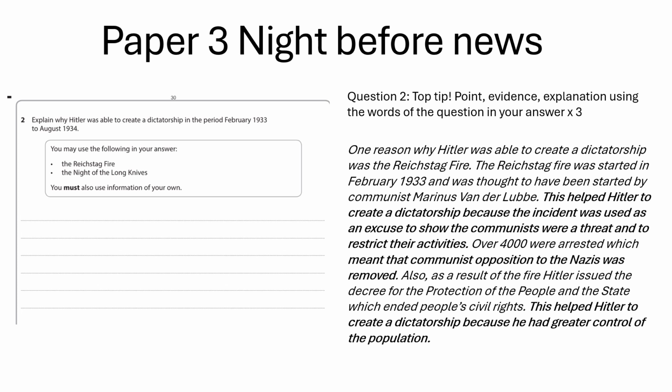So the question is, explain why Hitler was able to create a dictatorship in the period February 33 to August 1934. And if you look at the sections in bold, we have 'This helped Hitler to create a dictatorship because.' 'This helped Hitler to create a dictatorship because.' So just make sure that you are linking whatever facts you use back to the question.